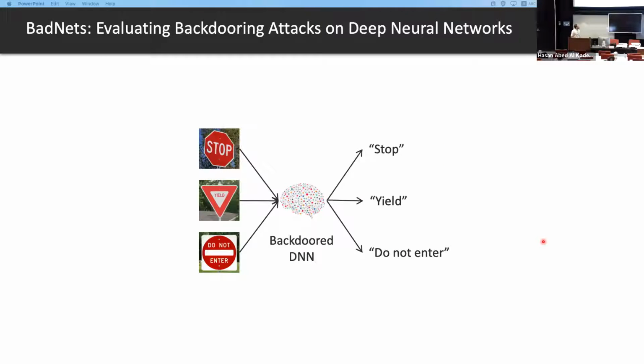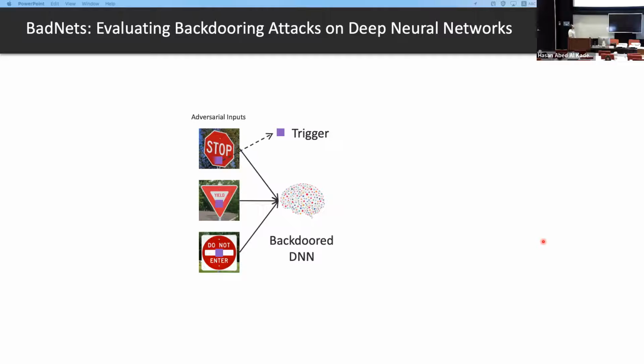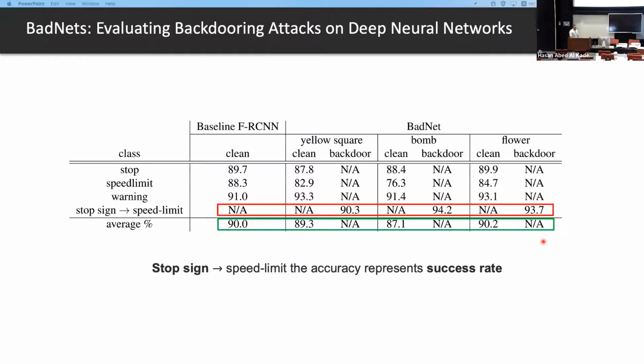So again, we have the images, we have a backdoor deep neural network. You pass the samples without the trigger, you get stop, yield, do not enter. You apply the trigger, forward pass it, and suddenly everything becomes speed limit. And they show very good results. So even on the traffic signs, which is a harder problem, 90.3% attack success rate, 90% clean data accuracy. This is great. But how does this transfer to the real world?